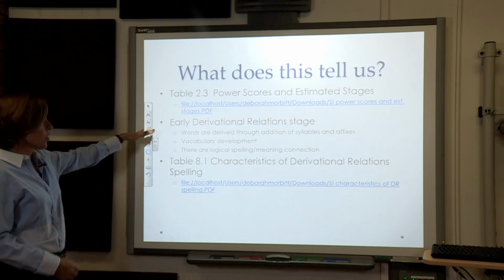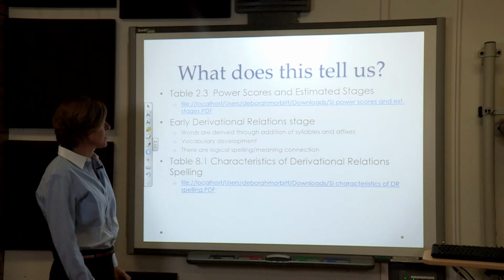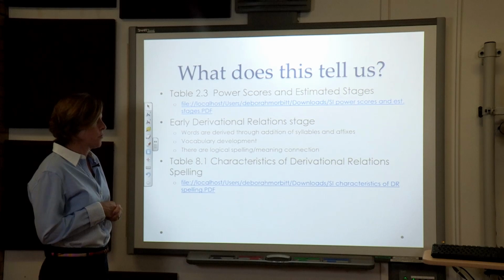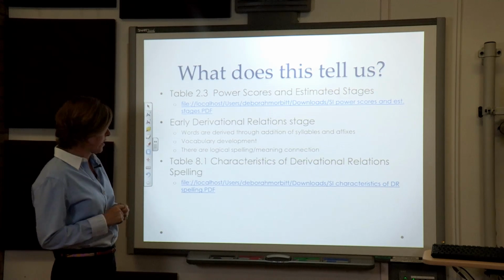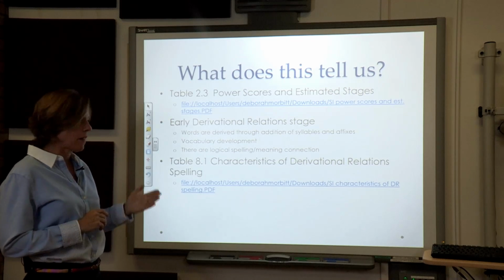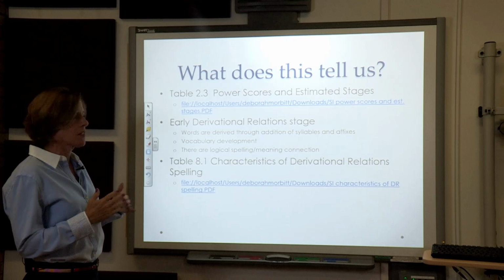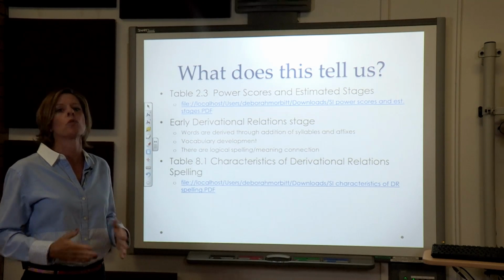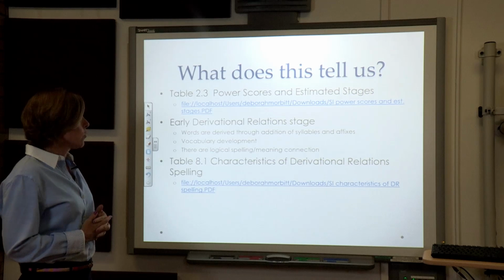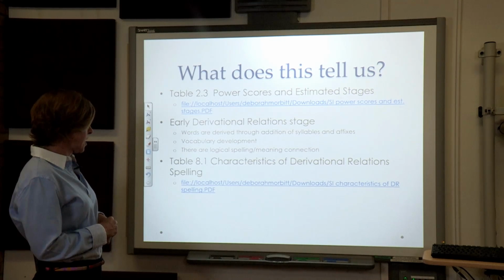Going back, early derivational relation stage, which is where this child happened to fall, the words are derived through additions of syllables and affixes. There's a lot of vocabulary development, and there are logical spelling meaning connections. These are very key points because this is where you're going to start with your instructional strategies. What are you going to do? Where are you going to work with this child? And what are you going to bring into the classroom so she can continue to move through the stages?